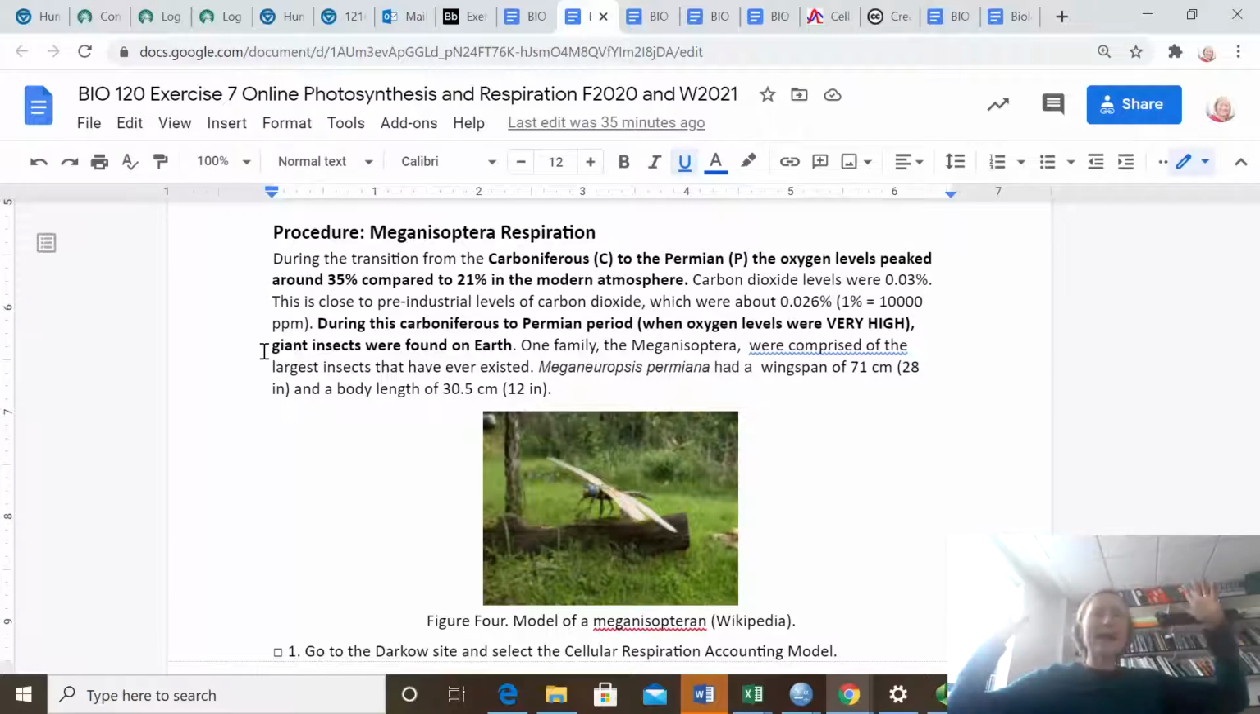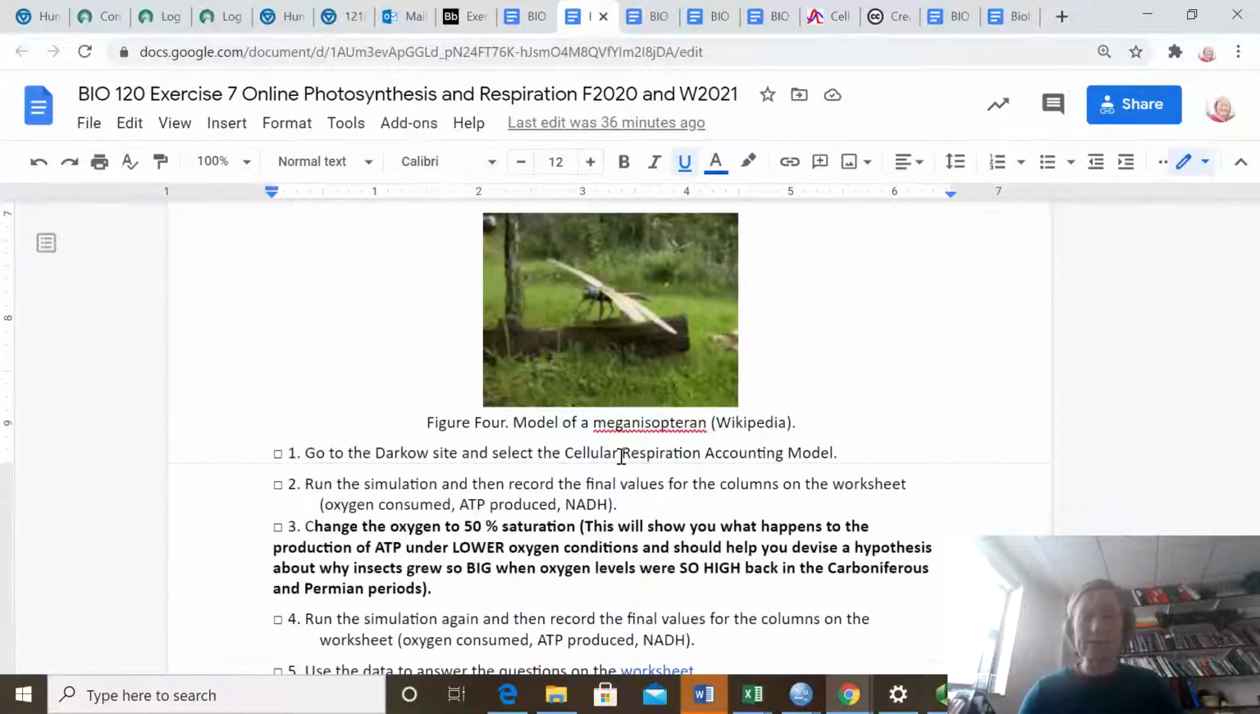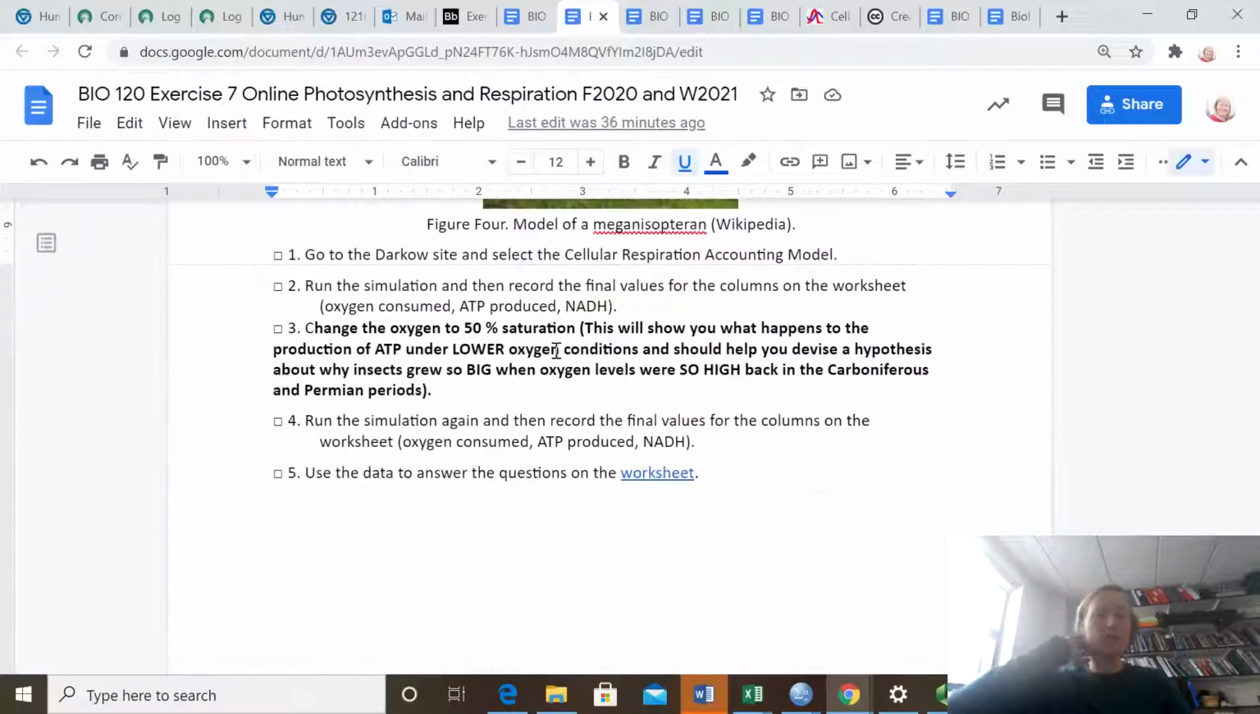So oxygen levels are really high during this period. Lots of oxygen. Also during this period, there were these enormous insects. Some of them had a wingspan of 28 inches, like a 2.5-foot insect. Okay, that's enormous. And the question is, does the amount of oxygen available have any relationship to the size of the insect? If you have more oxygen, are you going to be able to grow bigger? Maybe. So we want you to go to the cellular respiration simulation site and change the amount of oxygen. So change oxygen conditions and record your data in the worksheet.